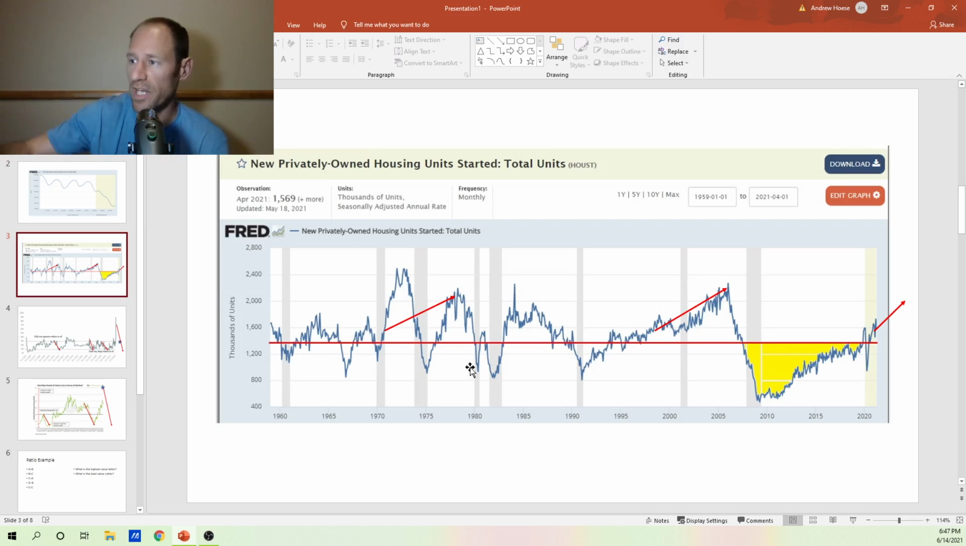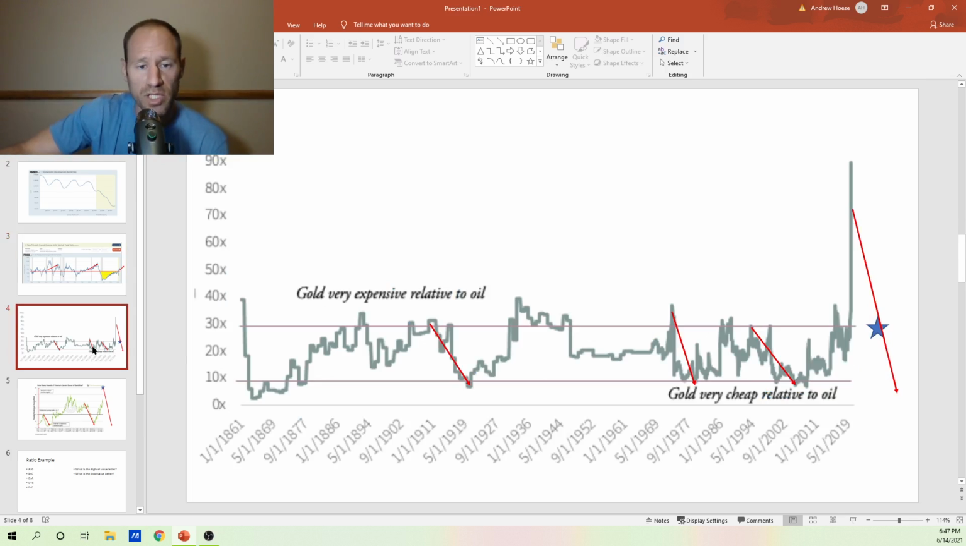Now, another thing that we can look at are ratios. This is the gold to oil ratio. When the ratio is above 30, we should be buying the living heck out of oil. When the ratio goes below 10, we should be looking to sell our oil. These are the real estate market booms overlaid on top of the oil to gold ratio. Do you see a correlation here?